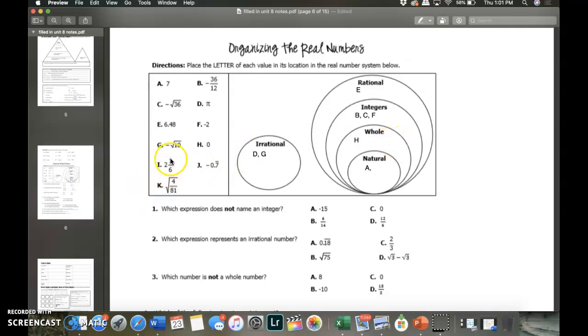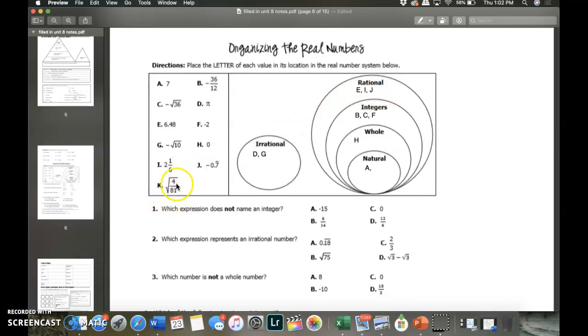2 and 1/6. I cannot simplify that 1/6. That's just going to be rational. Negative 0.7 repeating. Now that decimal never ends, but does it repeat? If it repeats, it's going to be rational.